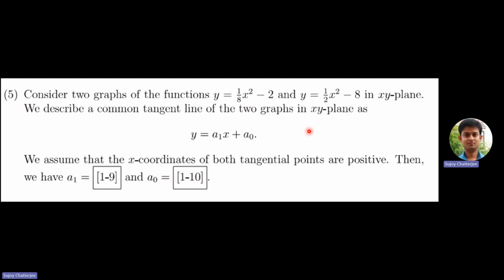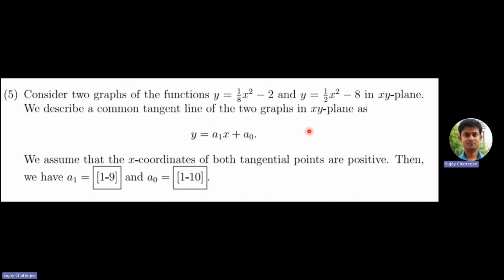Now again another question of graph theory, question number 5. Consider two graphs of the functions y is equal to 1 by 8 x square minus 2 and y is equal to 1 by 2 x square minus 8 in xy plane. So friends, can you tell me what shape will these graphs indicate? Like which geometrical figure will be created by plotting the graphs represented by y is equal to x square by 8 minus 2 and y is equal to x square by 2 minus 8? These will be parabolas. Yes, correct.